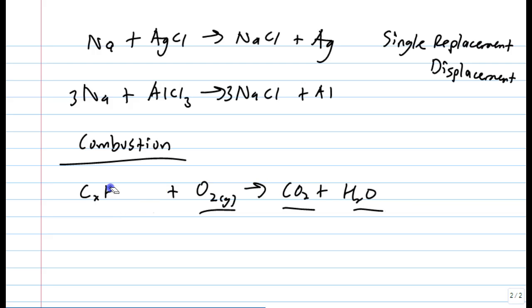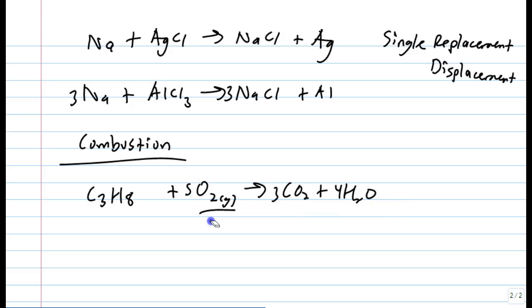So for instance, for let's say C3H8, 3 carbons, 8 hydrogen makes 4. So 6 plus 4 is 10. So there you go. There's just one example of a combustion reaction.